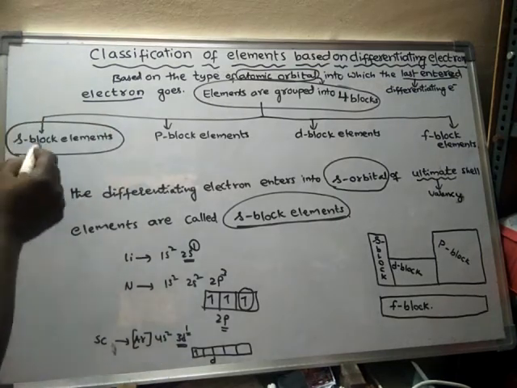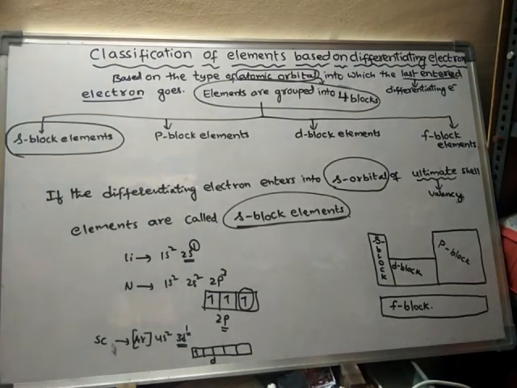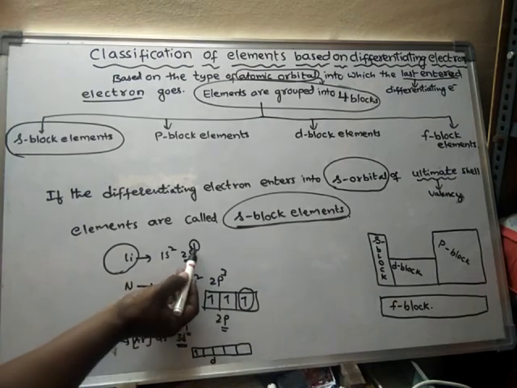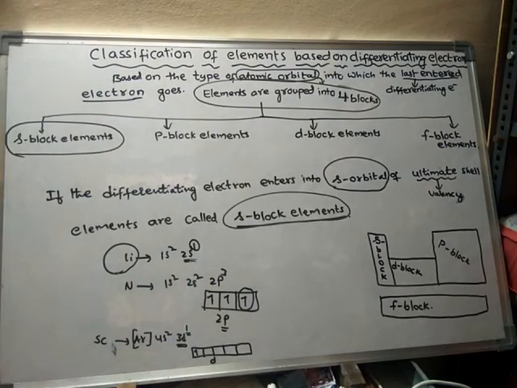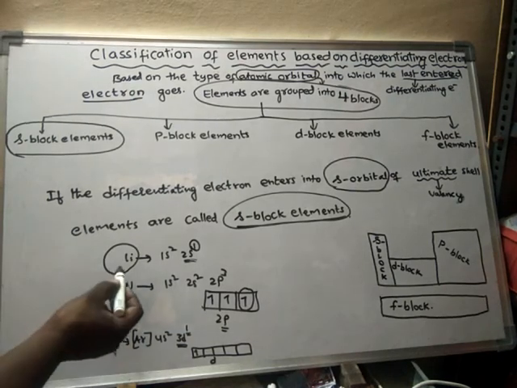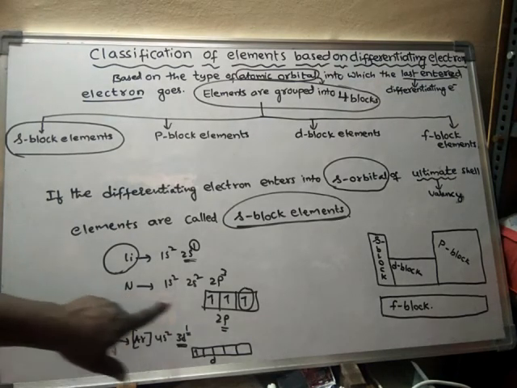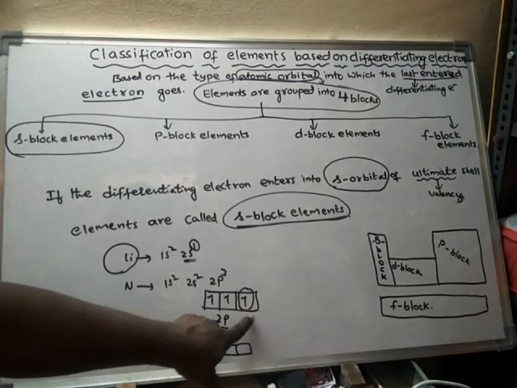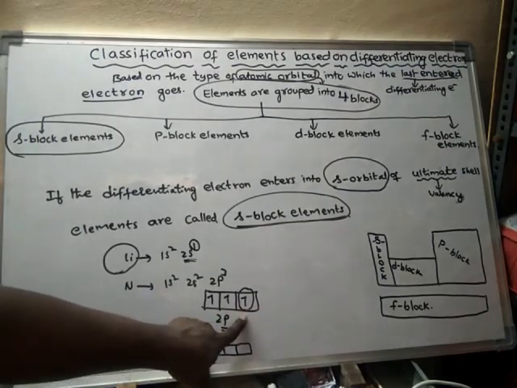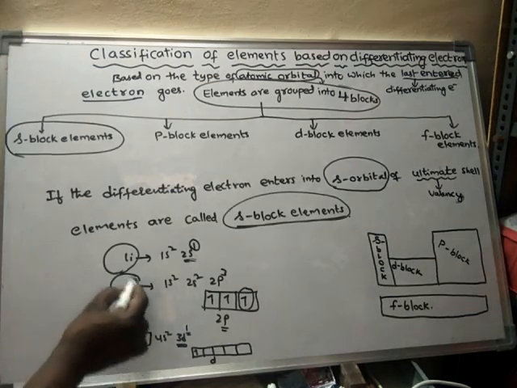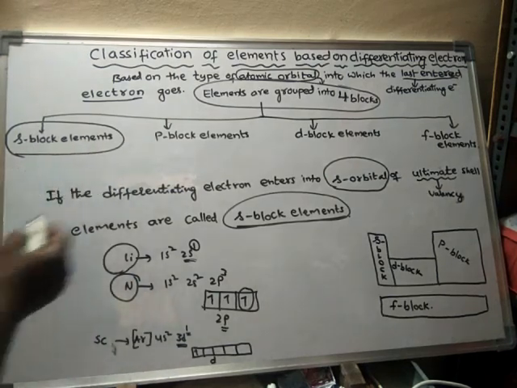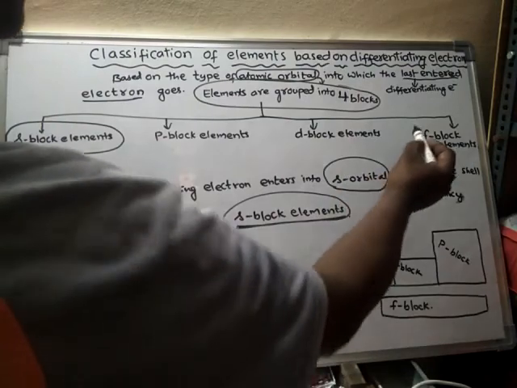One group of elements is known as s block elements. Here lithium is an example for s block element, because in lithium the last entered electron is entering into s orbital. Hence lithium is an example for s block element. There are so many s block elements. Nitrogen, the last entered electron is into p orbital. Hence nitrogen is said to be p block element. Like this, s block elements, p block elements, d block elements, and f block elements.